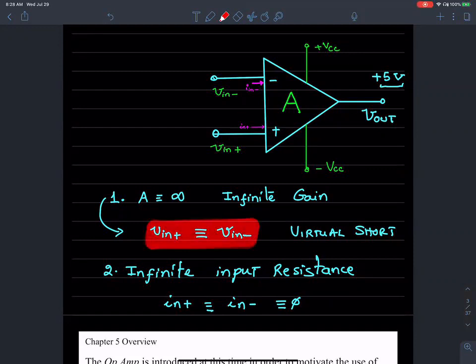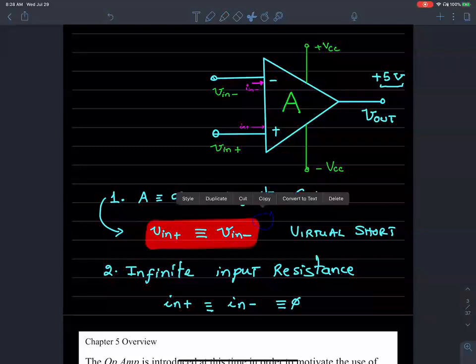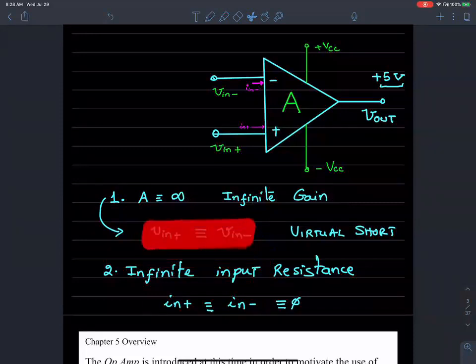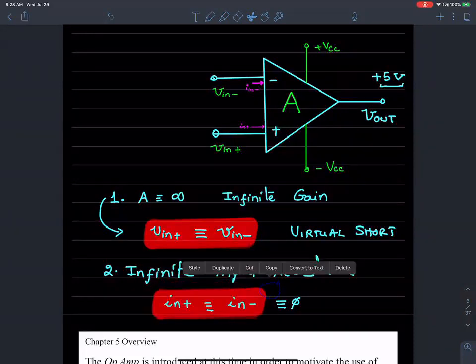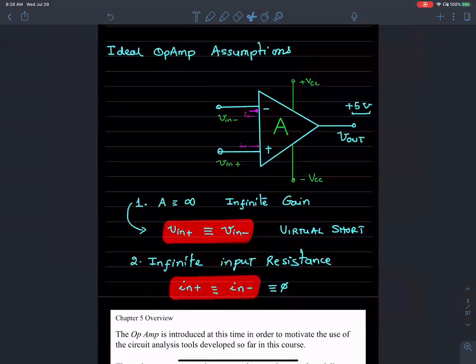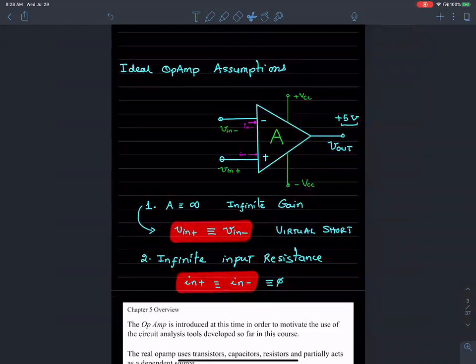The idea of virtual short, and then the idea of infinite input resistance. These are the two op-amp assumptions that we will use over and over and over again. Questions so far, please?